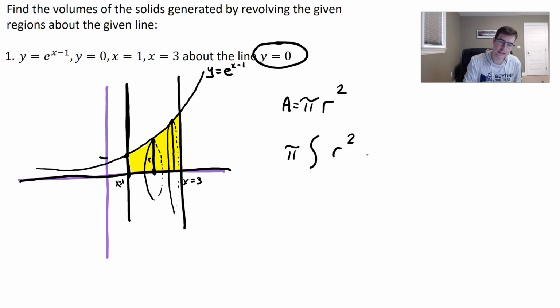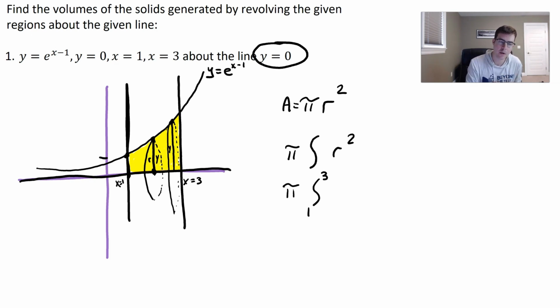Okay, but since we're revolving this around the line y equals 0, we want everything to be in terms of x. So we're going from x is 1 to x is 3, and then our radius, r, is the distance from 0 up to this line. Well, that's the y value of my function. That radius is the y value of the function.